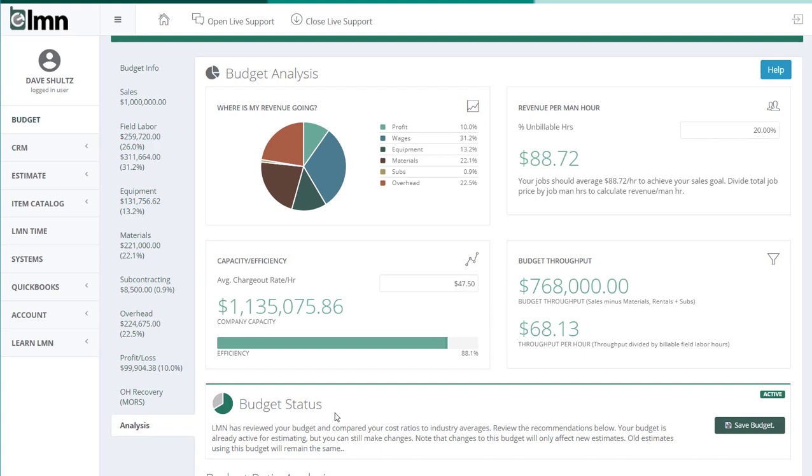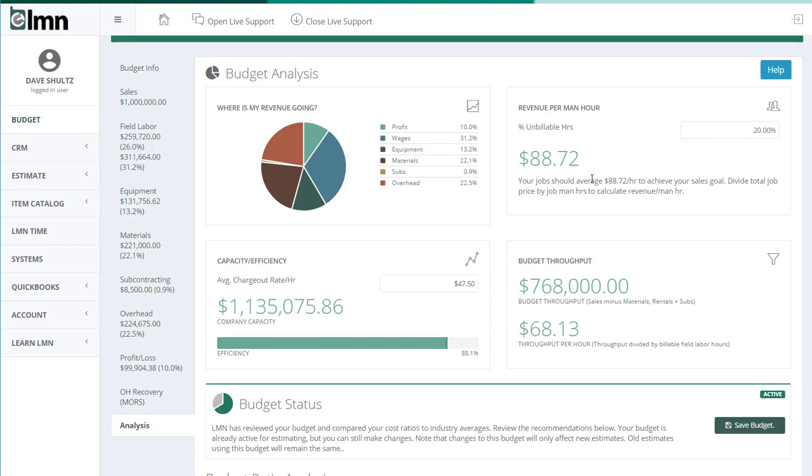The analysis tab is going to show you a couple of key pieces of information. First of all, where's my revenue going? All this does is put a pie graph of your total revenue and then show you where it's going: what's left over for profit, what's getting spent on wages, equipment, materials, subs, and overhead. It's a handy graph with some really handy percentages that you can use to compare to something like QuickBooks at the end of the year.